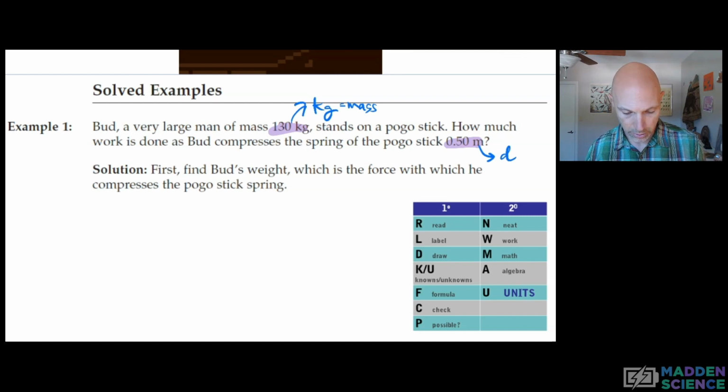I want to know how much work. So the first line is weight, to give you a little bit of a hint here. Let's draw it out. So here's Bud. We go simple drawings again. And then here is, let's see if this works.